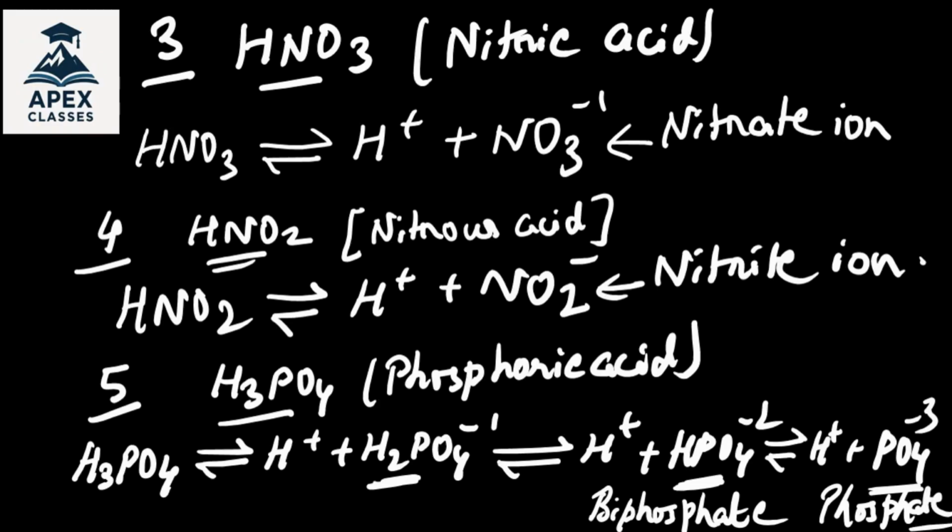So I hope through this mechanism part, I am able to clear how sulfate, sulfite, nitrate, nitrite, all these things are getting formed. Last two are there, sulfide and nitride. Let me show you how those are also forming.